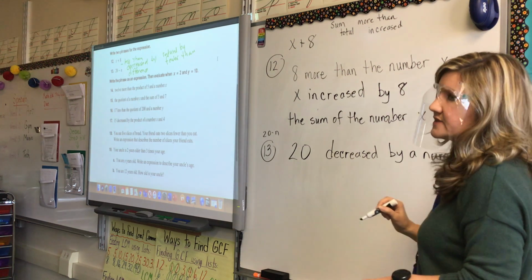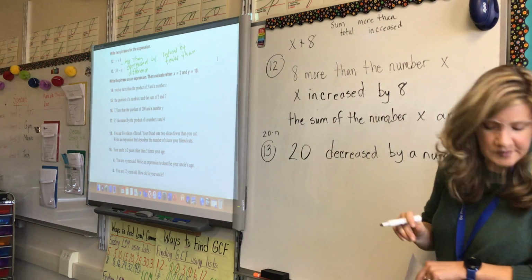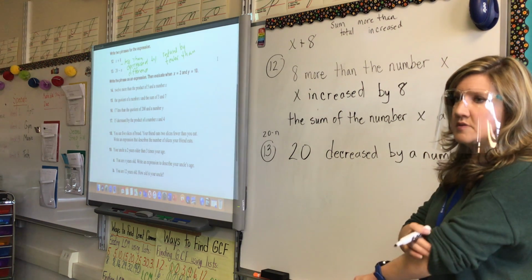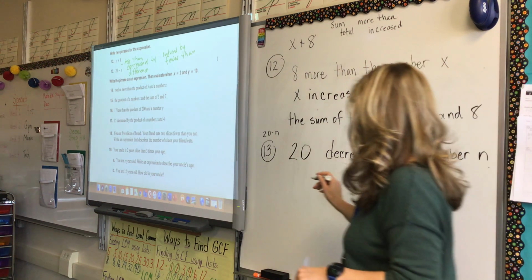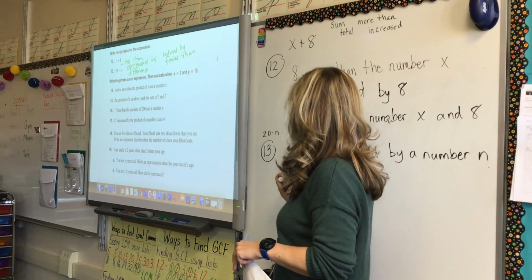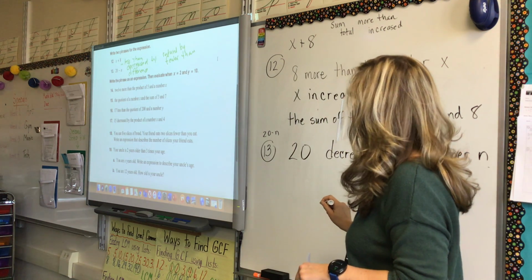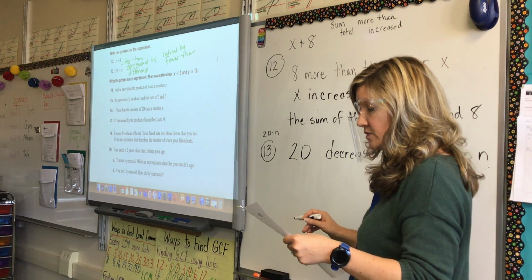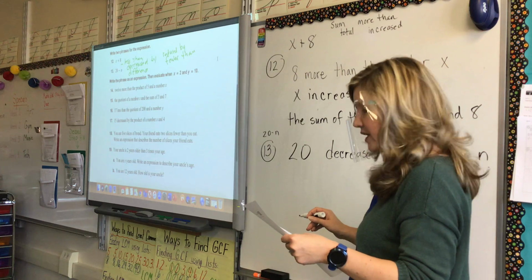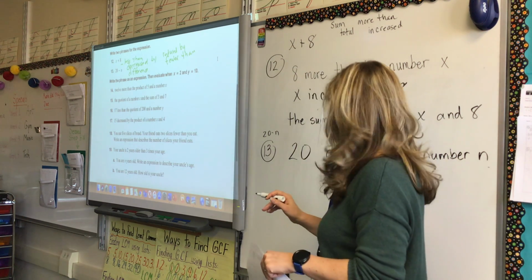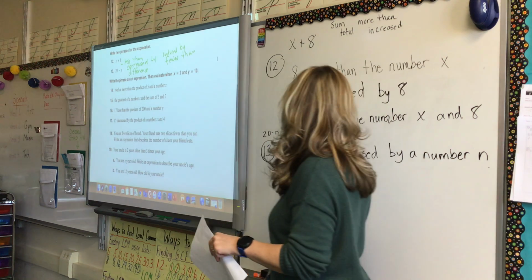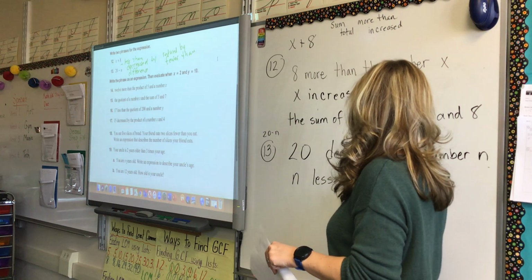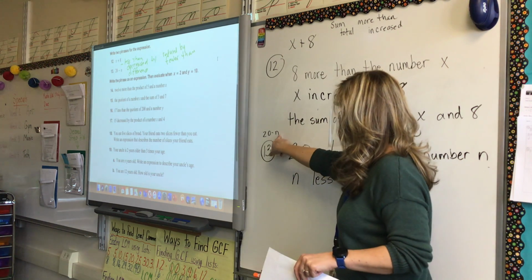Okay, so that's one phrase. I thought it was decreased by 8. Meant 20. Need one more. Connor. N less than, or no. N less than 20. 20 less than n. Why can't we just say 20 minus n? You gotta keep that. You were right, he was right. N less than 20.